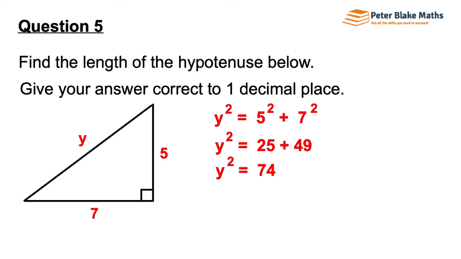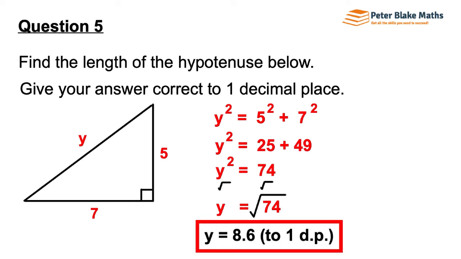We need y on its own for the length of the hypotenuse, so we need to square root both sides. The left-hand side leaves us with y, and the right-hand side is root 74. Now we need to put that into our calculator and round carefully to 1 decimal place. It gives us 8.6 to 1 decimal place for the length of the hypotenuse.